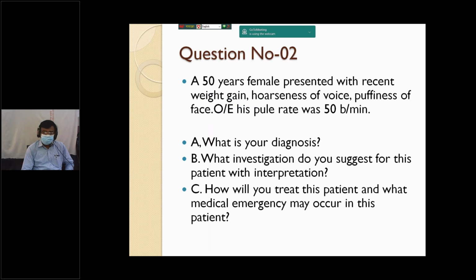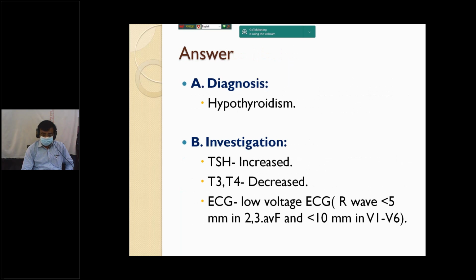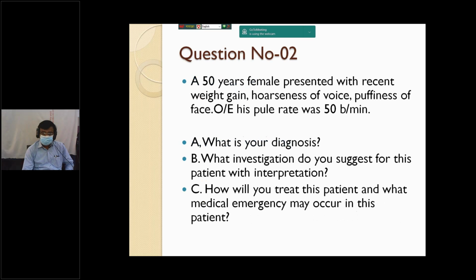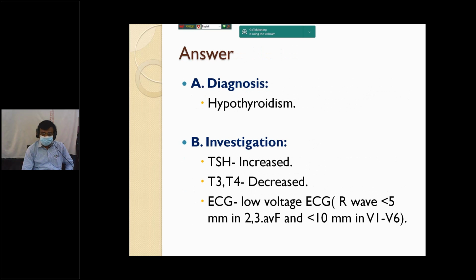Question number 2. A 50 years female presented with recent weight gain, hoarseness of voice, puffiness of face. On examination, her pulse rate was 50 beats per minute. What is your diagnosis? Diagnosis is hypothyroidism. What investigations do you suggest for this patient with interpretation? Investigations are TSH, which will be increased, T3 and T4 level will be decreased.